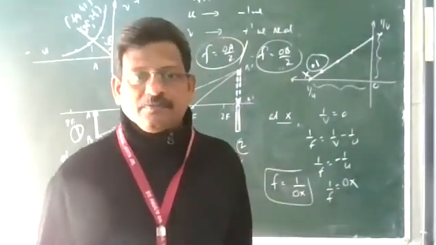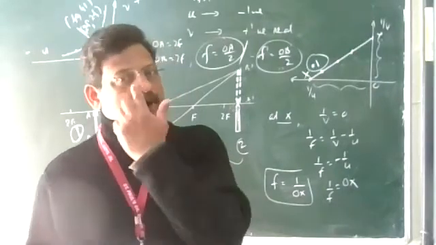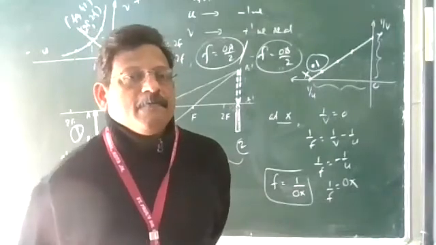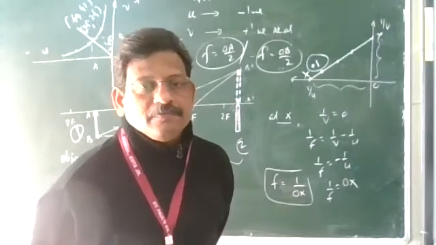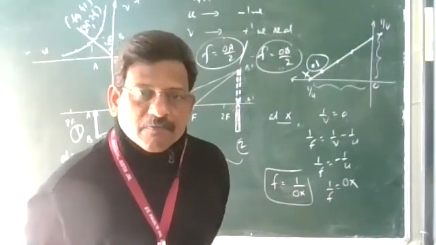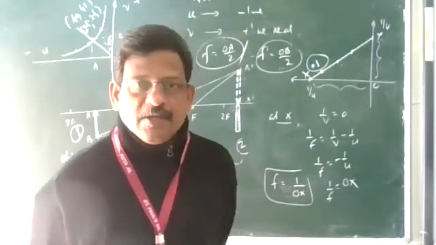What is the focal length? 1 by OX, where the value of OX is 0.1. What is the value? It will be 10 centimeter. This is the way.